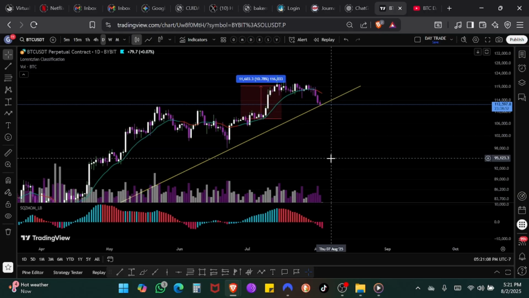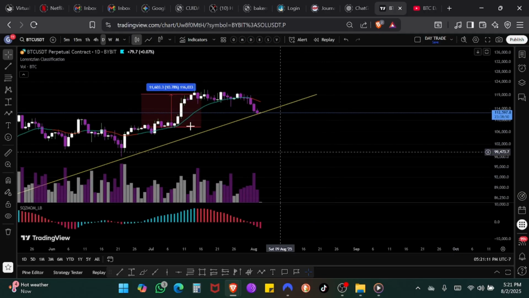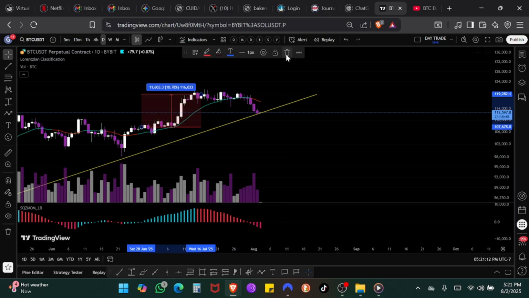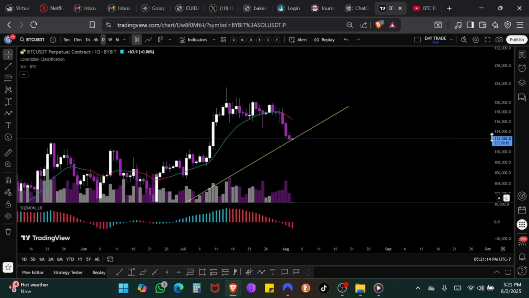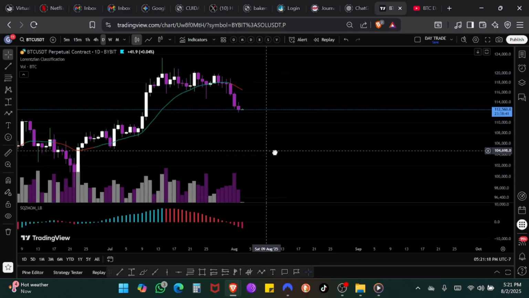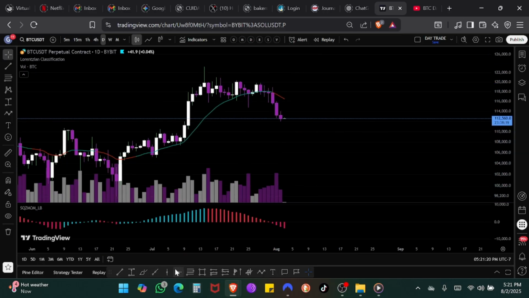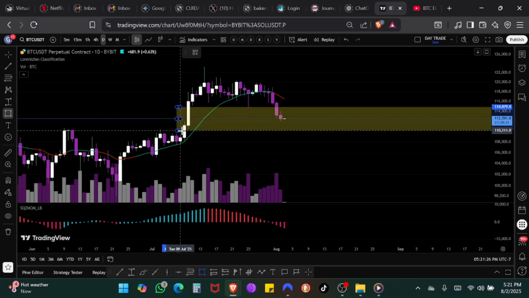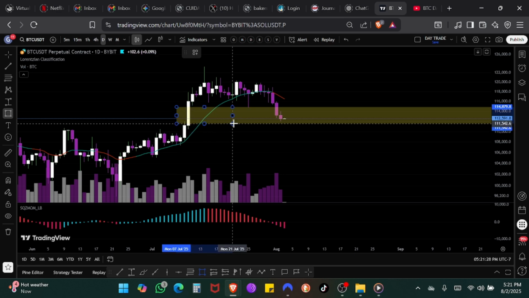Given that we're still bullish, what we are seeing right now is the price coming down to hit this unmitigated terrain, this bar right here.